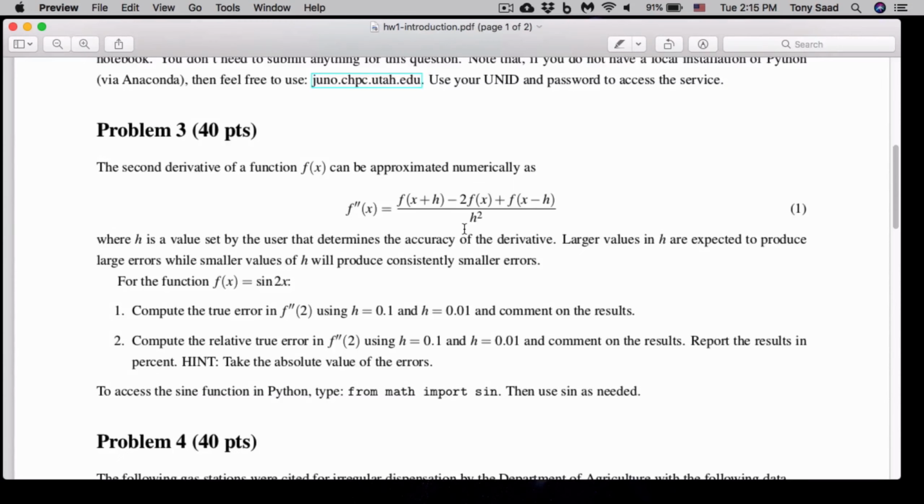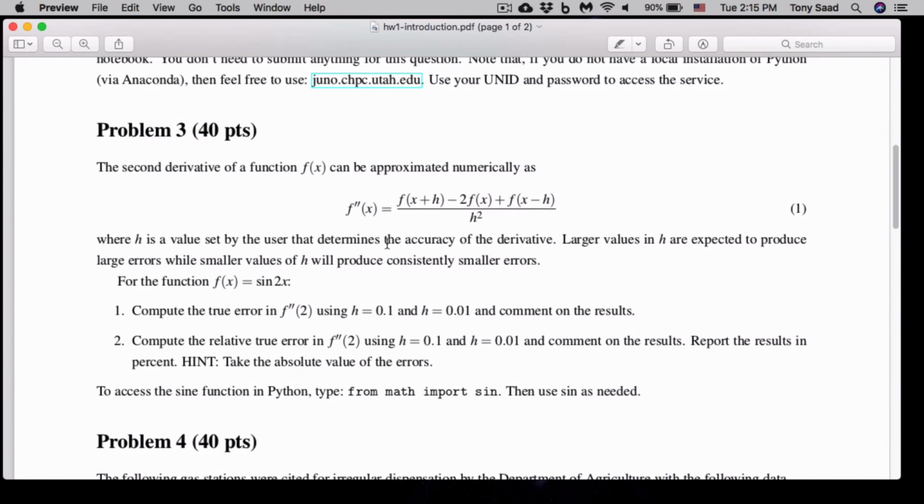Okay, the second derivative of a function f of x can be approximated numerically as f double prime of x is f of x plus h minus 2 f of x plus f of x minus h, over h squared. Okay, that's an approximation. That's like one definition of a second derivative. In the limit as h approaches 0, you'll get an exact derivative for sure. But numerically, h is a very small value.